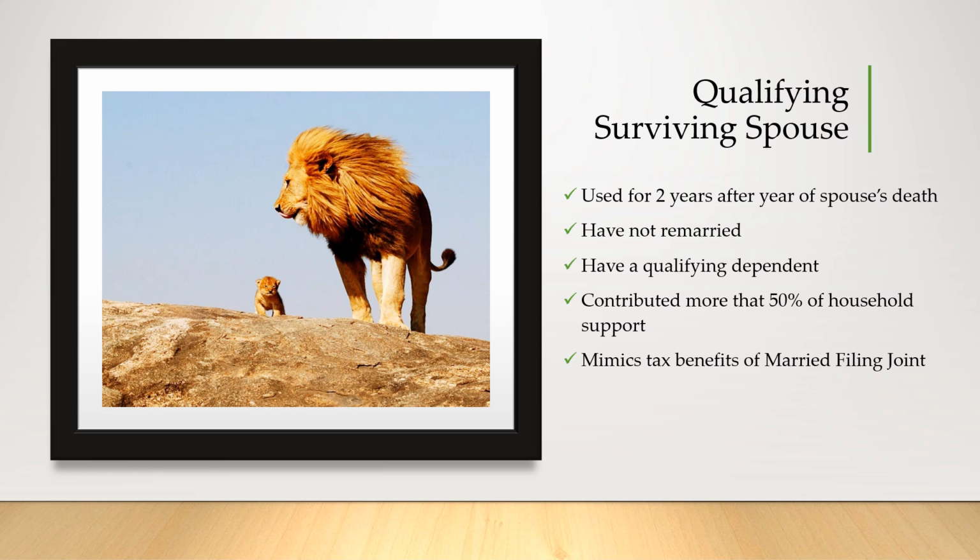This filing status mimics the benefits of the married filing jointly status. And if you think about it, this would give somebody with a person like a minor child that they are supporting a couple of years to catch their breath after their spouse died before they would have to adjust to a completely different tax situation.